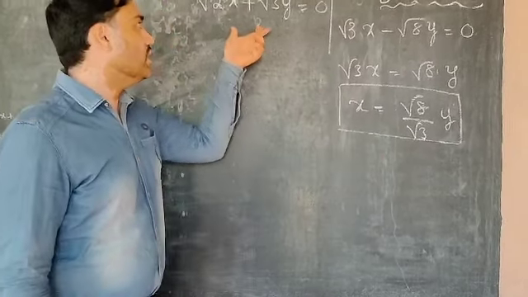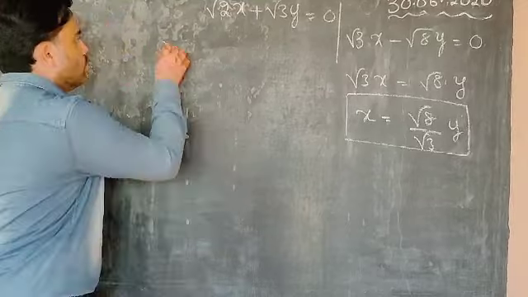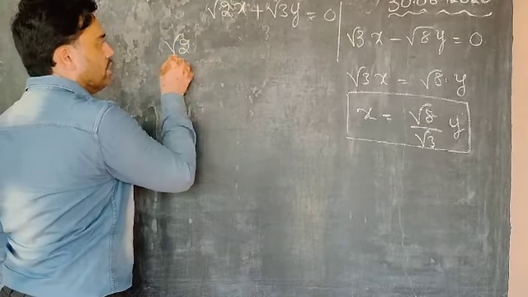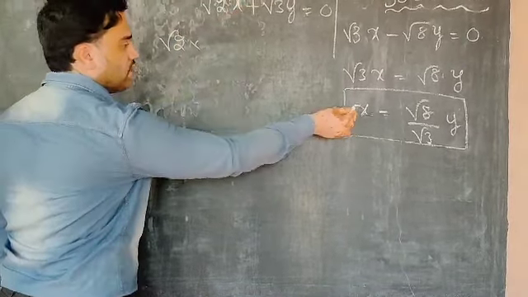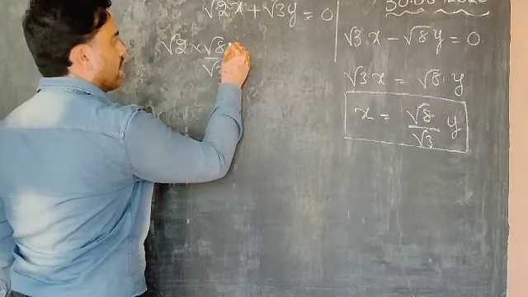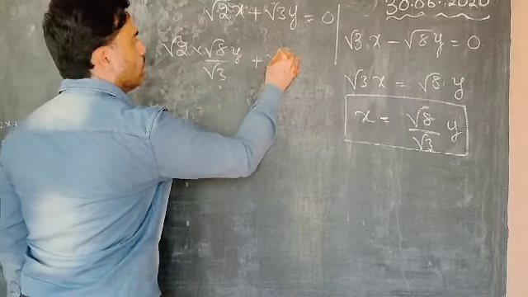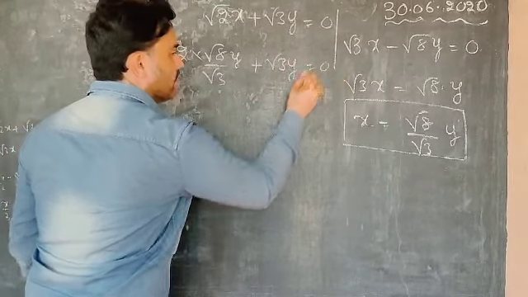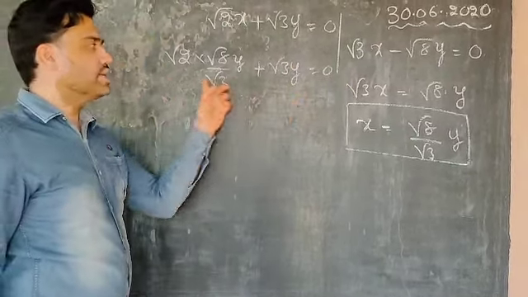Now let us substitute in the first equation, that is root 2 into x we have here. The x value we just now calculated as root 8 by root 3 and write y as it is. Next, root 3y. See, this is completely converted into one variable, that is y.